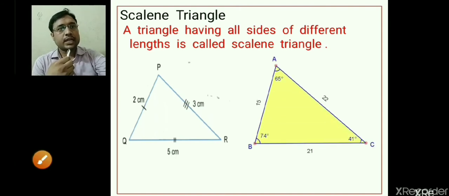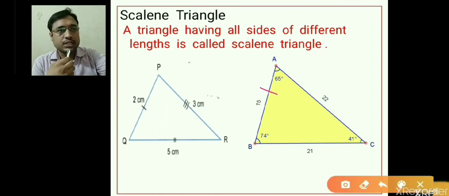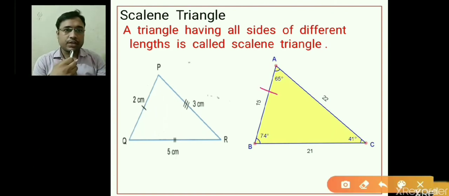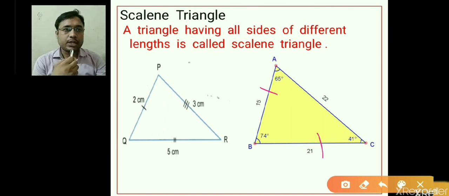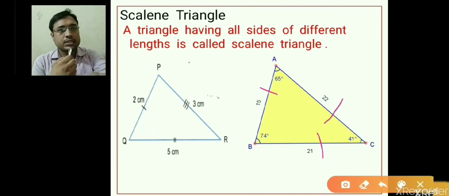Now in this diagram you can see this is also an example. AB is 15 units, if the unit is not given you can consider it simply as unit. BC is 21 units and AC is 22 units. So the measurement of all the sides is different. That is called a scalene triangle.